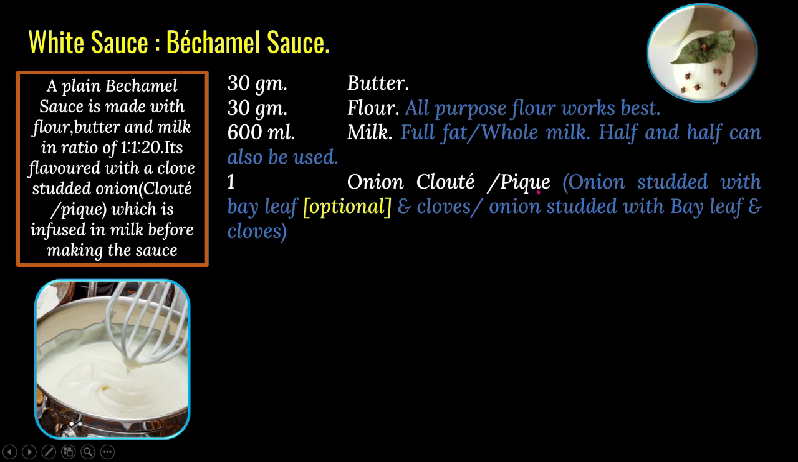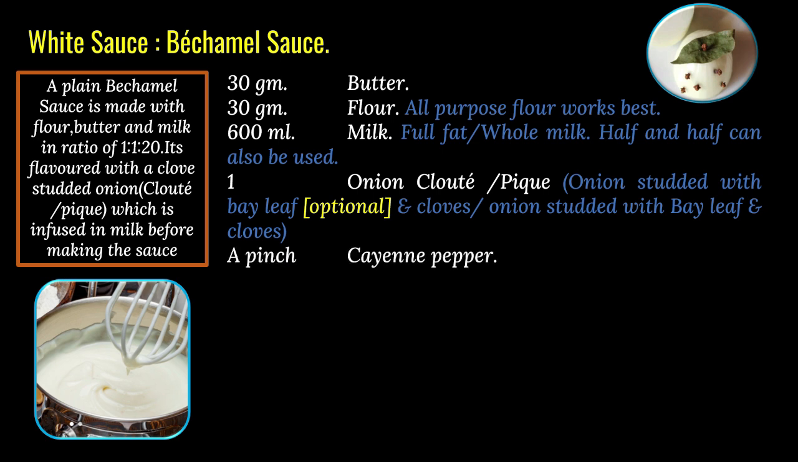And onion piqué is onion studded with bay leaf and cloves, and the image is like this: one onion, few cloves, one bay leaf. This whole is known as either clouté or piqué. Clouté is onion studded with bay leaf, that is optional, and cloves. That means onion and cloves together is known as the clouté, and onion studded with bay leaf and cloves is just known as piqué. This is a unique technical way of flavoring the sauce in French cuisine.